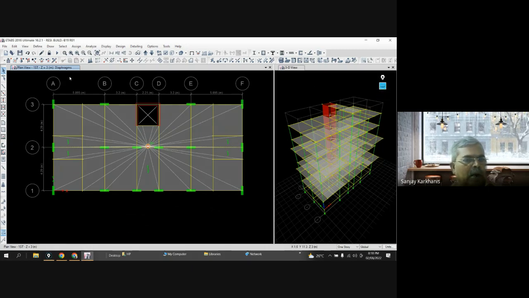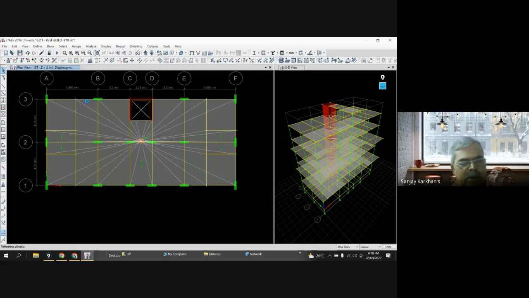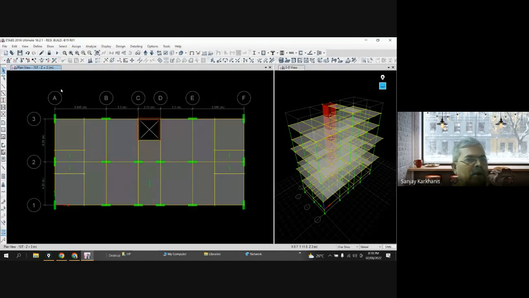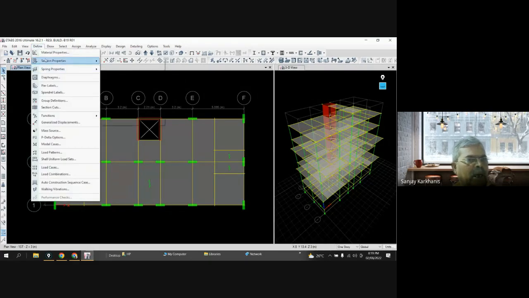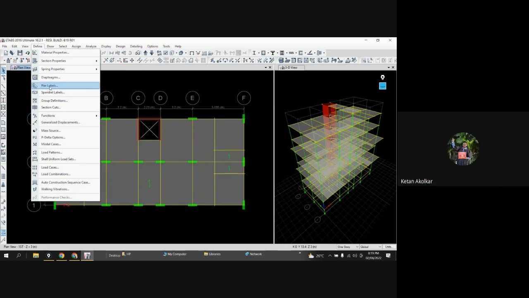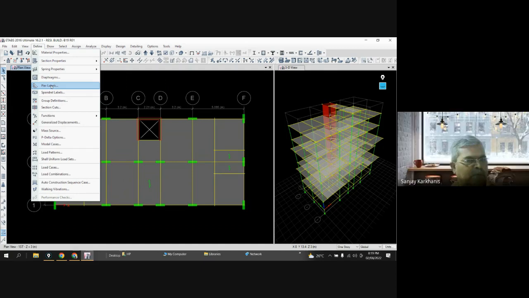Okay, so after this, nothing is left except combination. But we'll go for combination in the next session. Today, we'll try to analyze the things. So I will go to assign, clear display of assign. Okay, so what is left now? I have given you information about material properties, section properties, then diaphragm, then pier level, I have not given, I think. And I have told you that, right? Yes, sir. Yeah, you added pier level.